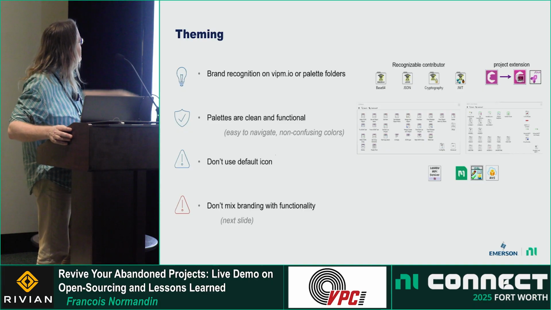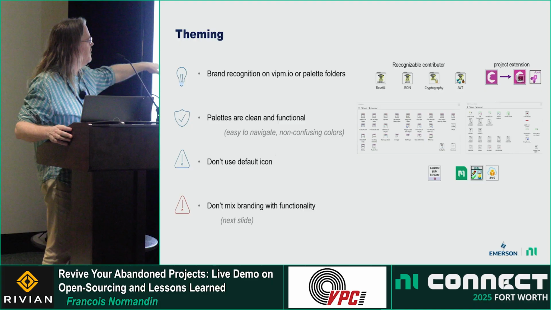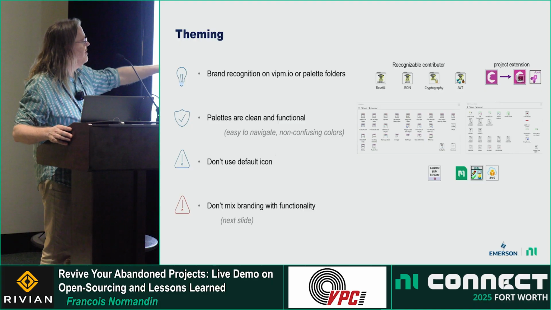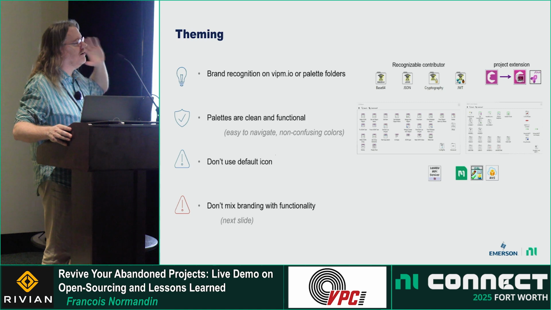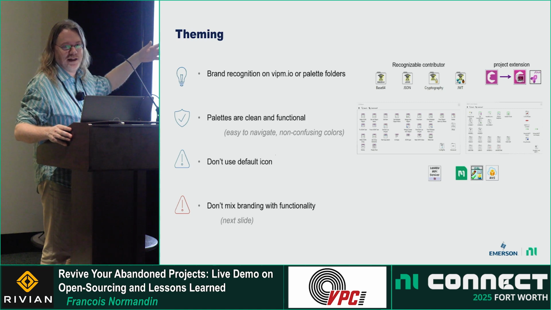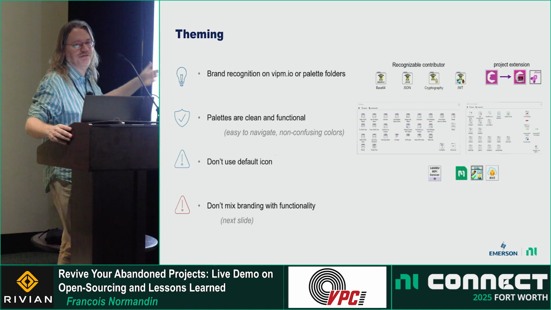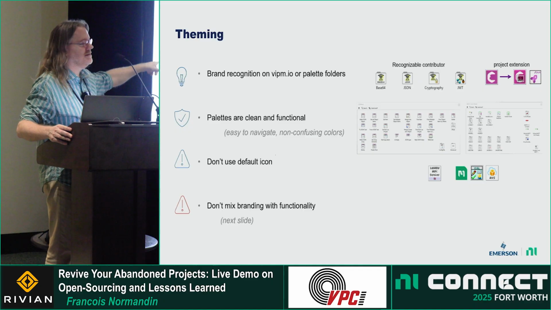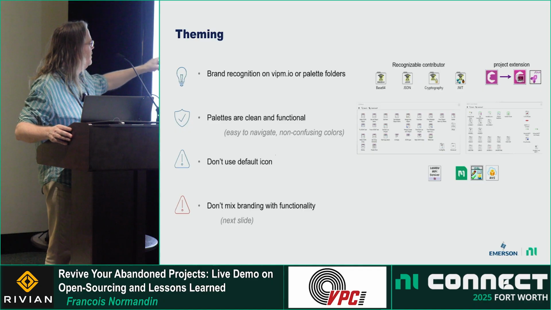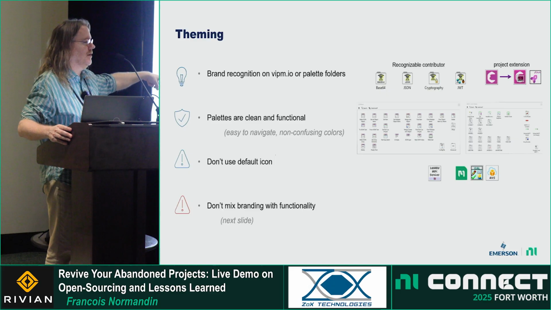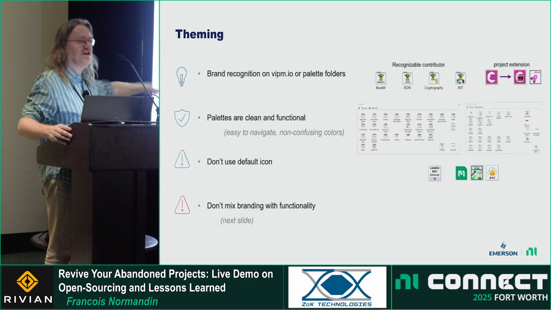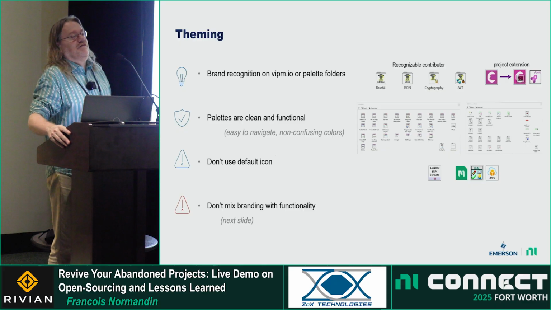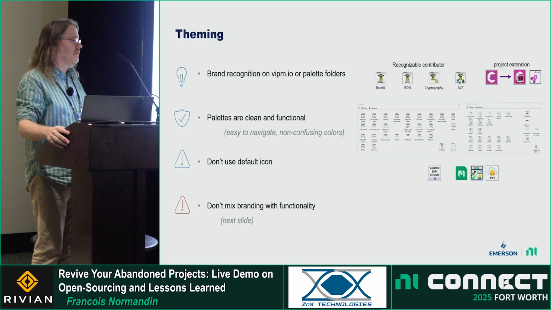So let's bring consistency. You see at the bottom, I've put some of NI's palette. Sorry, NI. But the three on the right, they're fine. You don't need, there are thousands of repositories and palettes for NI. You cannot have the same consistency. It's impossible. But the one on the left, though, this needs to change. Don't use the default icon that comes with VIPM. When you build your package, change the icon. Your palettes, they need to be clean and functional, easy to navigate. Don't put everything.